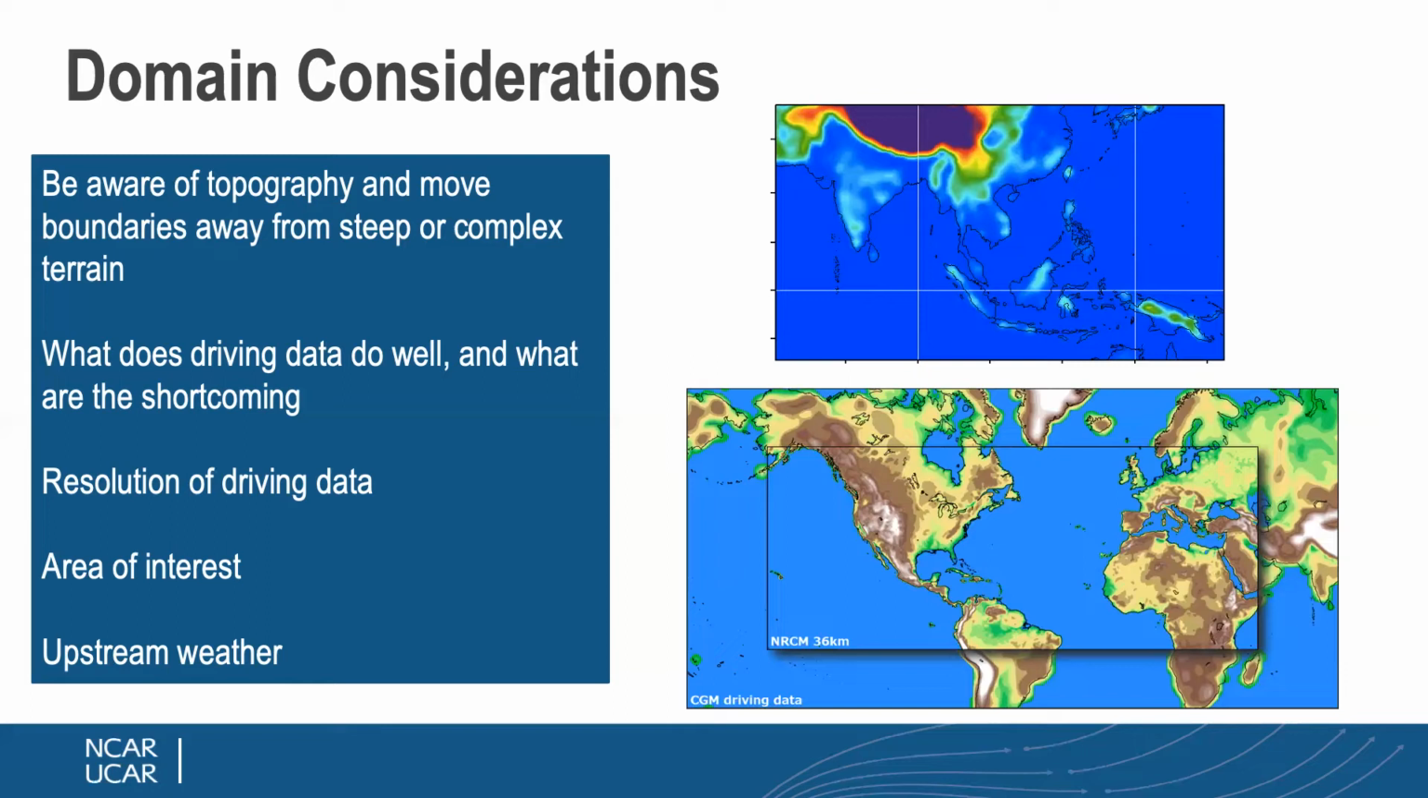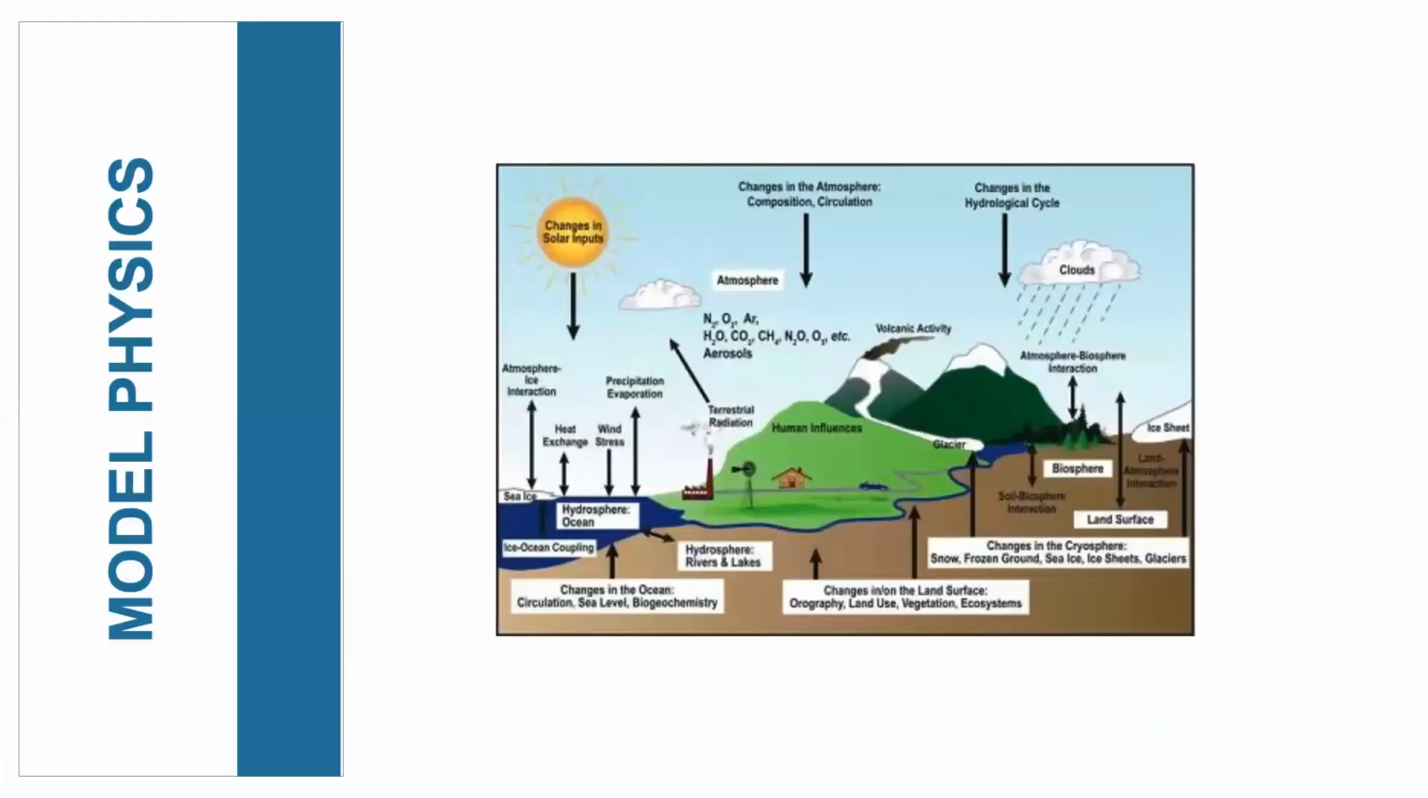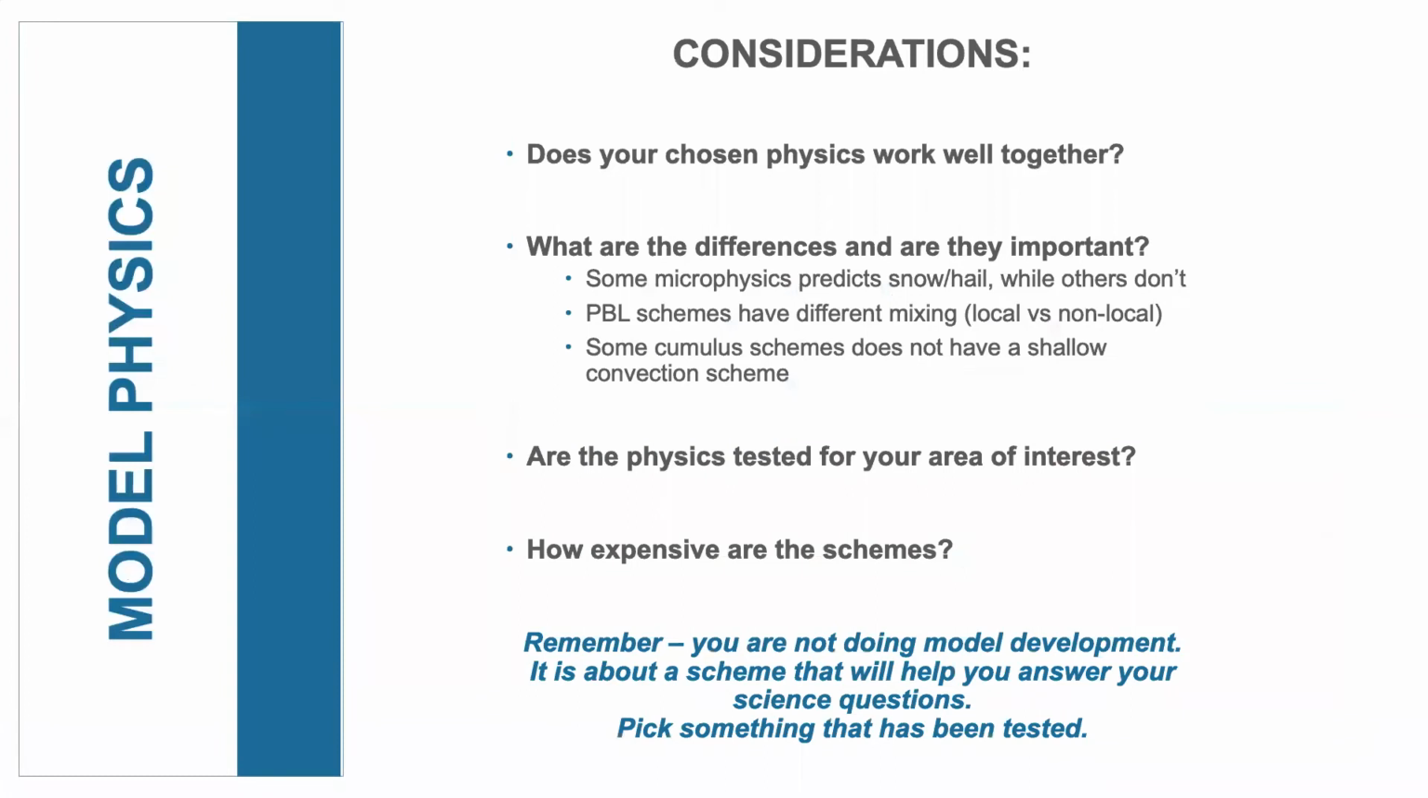I'm now going to switch over to looking at model physics. So some of the considerations when you do dynamical downscaling is which physical package to use, but also how well do your physical packages work together. Physical packages have important differences. For instance, some microphysics has snow while others do not. And if you're not interested in snow, that might not be important for your simulation. Some PBL schemes do their mixing differently. Some cumulus schemes have a shallow convection scheme, and some do not.